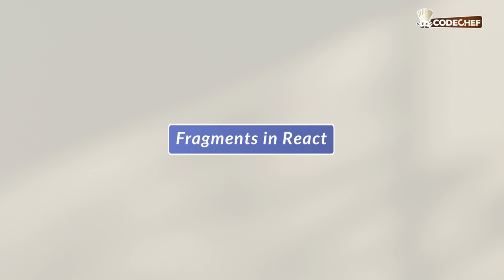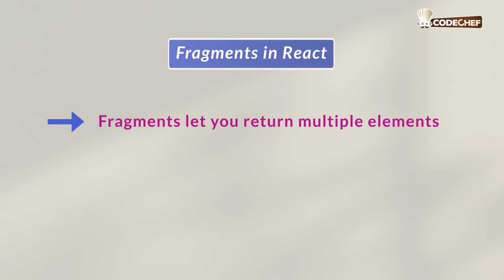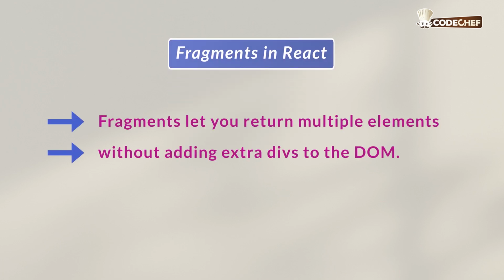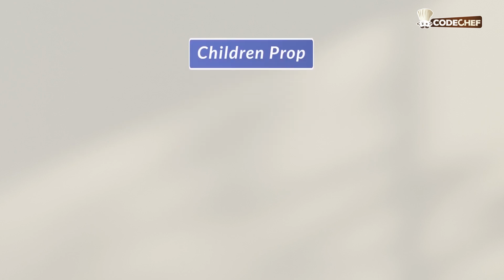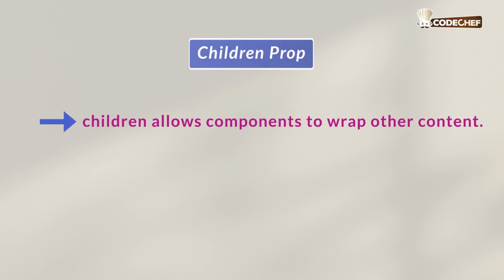React requires components to return a single parent element. Fragments solve this problem by letting us return multiple elements without adding extra divs to the DOM. This keeps the DOM clean and avoids unnecessary wrappers. The children prop allows components to wrap other content. Anything placed between a component's opening and closing tags becomes available as children. This is extremely useful for building flexible layout or wrapper components.